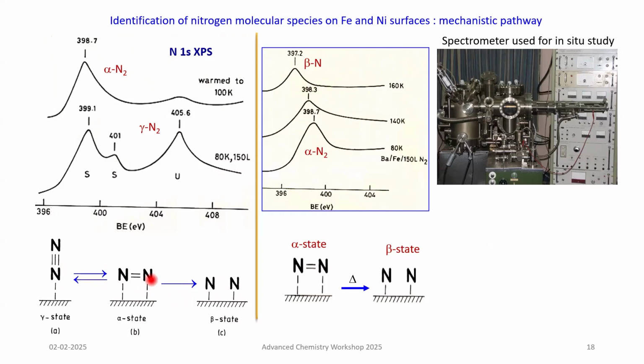Nitrogen has an antibonding orbital. So you put more electrons in antibonding orbitals. For example, one electron you put it there. What will happen to bond order? So that is what happens here. Here only one nitrogen is attached to the surface, here both nitrogens are attached.